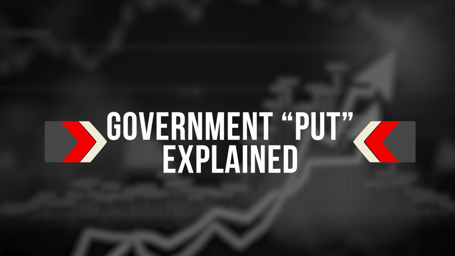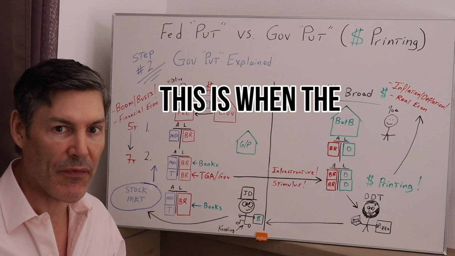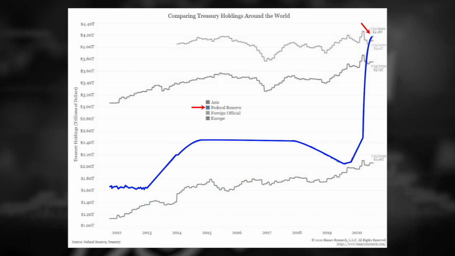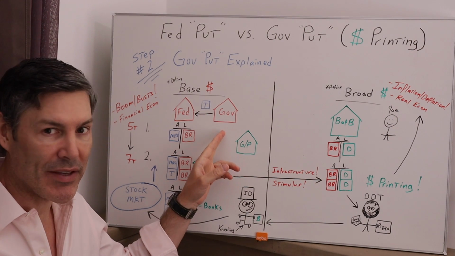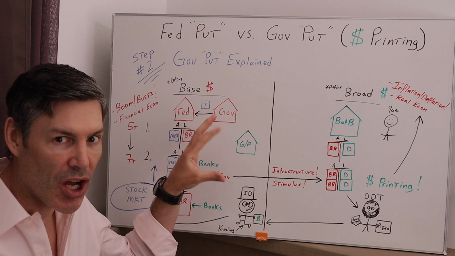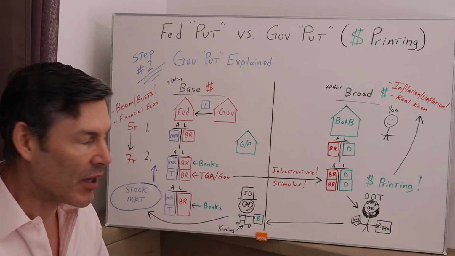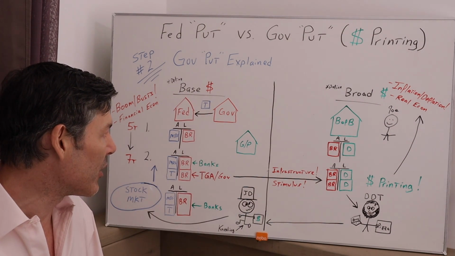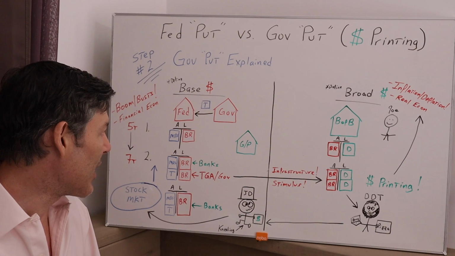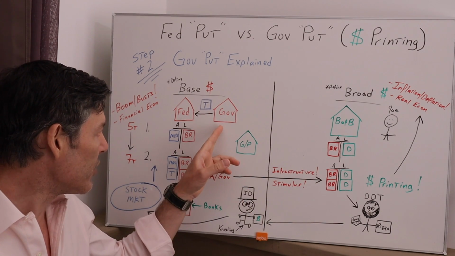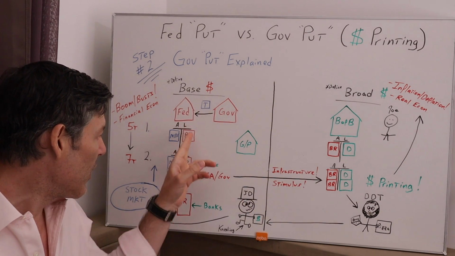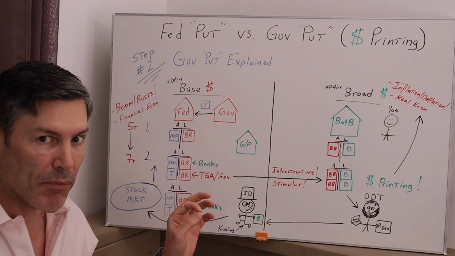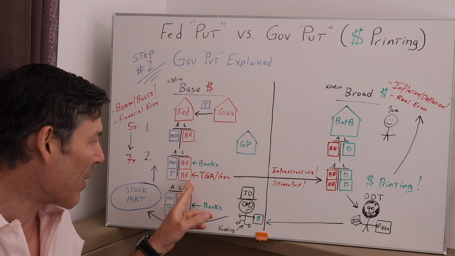Step number 2, the government put explained. This is when the Fed monetizes the debt. You hear that term all the time. Here's how it works. The government issues treasuries and basically the Fed buys them directly. It's through a shell game with the primary dealer banks like Goldman Sachs. But the bottom line is those treasuries end up on the Fed's balance sheet within minutes or sometimes days of the auction. So the treasuries go from the government to the Fed, which puts them onto their balance sheet, and to pay for those treasuries, they print up funny money, or additional bank reserves.